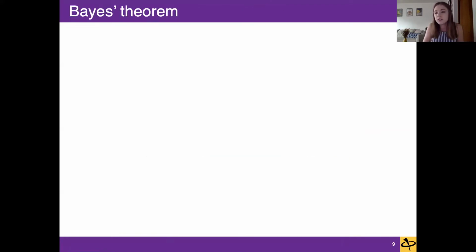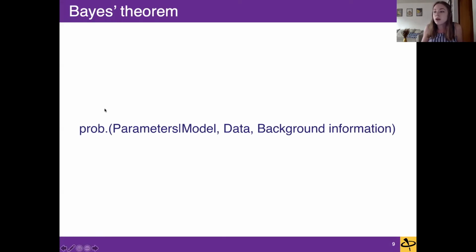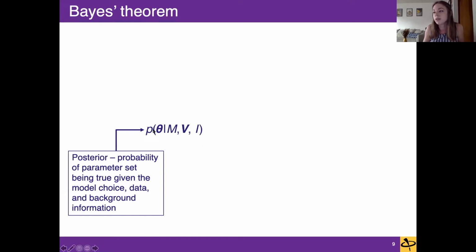So now implementing this model within a Bayesian framework begins with an understanding of Bayes' theorem. And Bayes' theorem output says, what is the probability of my specific set of parameters being true given my model choice, any data I've collected, and whatever background information I might apply to my analysis. And so for simplicity, we will rewrite these as theta, m, v, and I. And this entire term is what's known as the posterior.